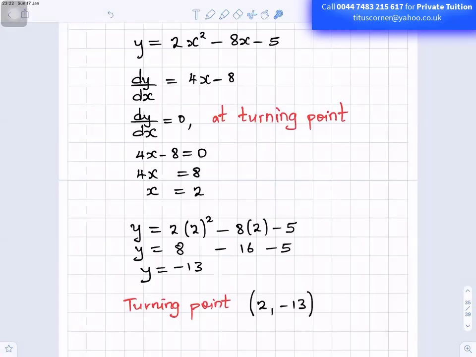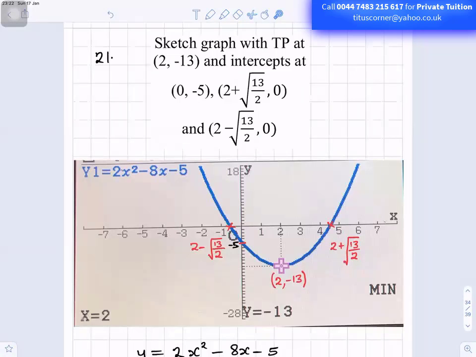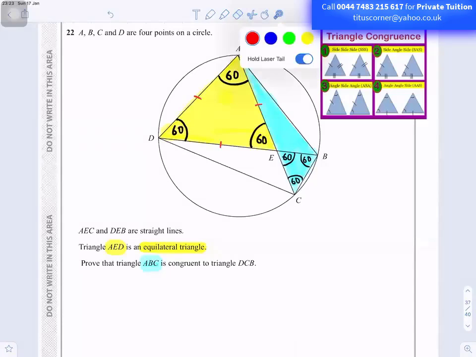So you get the turning point by differentiating and solving dy over dx equals 0 to get x, and then substituting that value to get y, giving the turning point (2, minus 13). Or you can complete the square and use that formula to pick out the turning point. So that's what your graph will look like for question number 21. Question number 22.